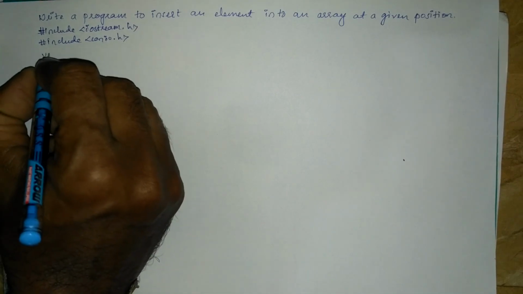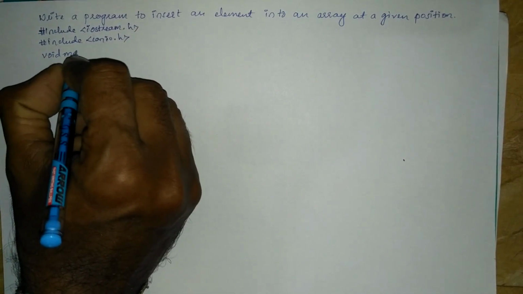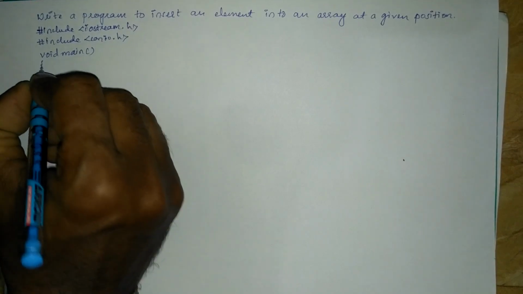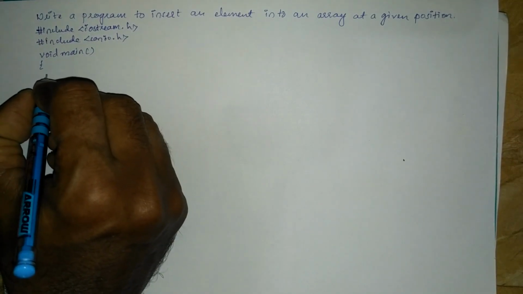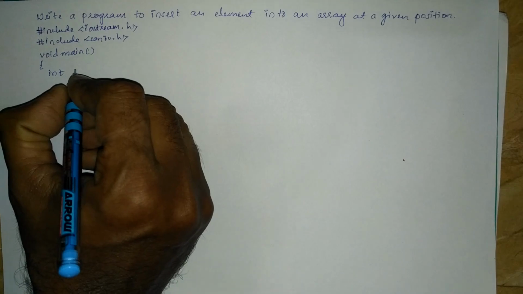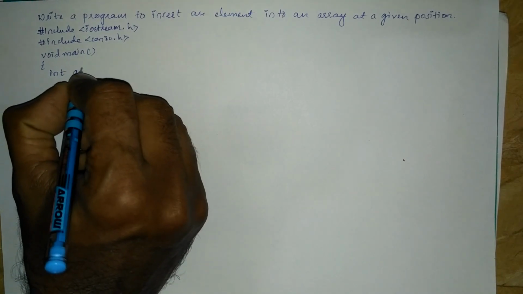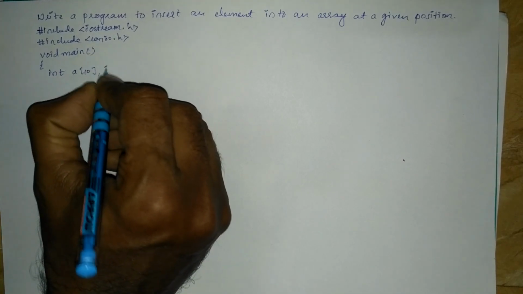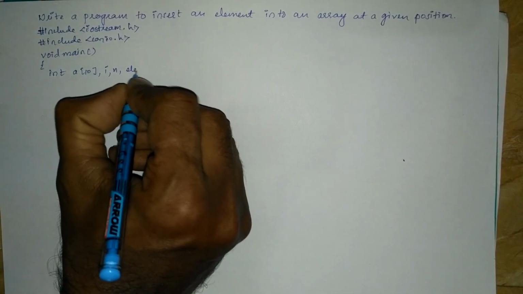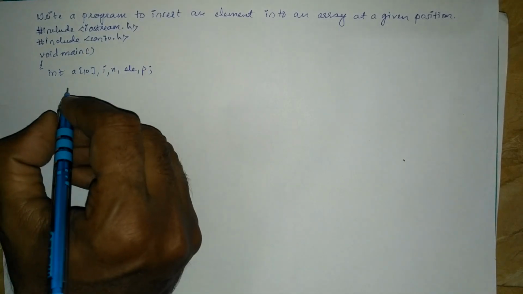Now let us begin with the main function. We'll write void main, curly open brace, and here in a declaration section we are going to declare all the necessary variables which are to be used in the program. So int a[10], i, n, element and position p.